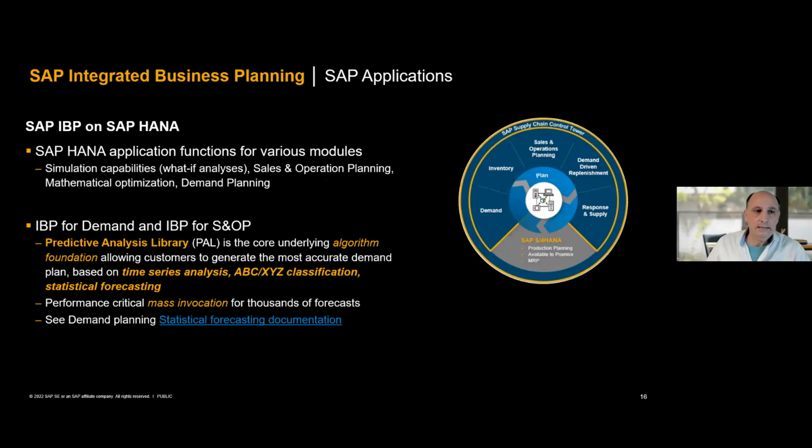SAP Integrated Business Planning is one of the most crucial stakeholders for the PAL library in different modules like Integrated Business Planning for Demand, or also Sales and Operations Planning. Demand is completely depending on the Predictive Analysis Library as the algorithm foundation for the functions in the demand planning module, like time series analysis, classification, statistical forecasting. So if your customer is running IBP demand, the demand module, they are fully using the PAL library. And at this stage, I think overall we have over 1,000 customers using SAP IBP, and therefore leveraging the assets of our native machine learning functions.